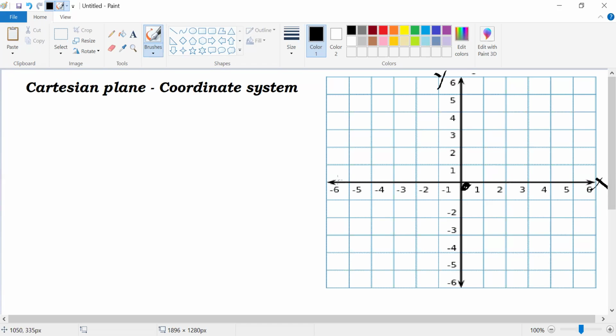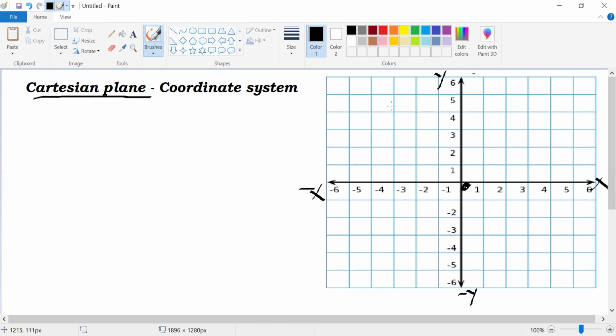Now the left side of the x-axis, we can mark as negative x, and the part below the y-axis, we can mark as negative y. Now the x-axis and y-axis divide this entire plane, and we call it the Cartesian plane. This name has come because it's named after the mathematician Descartes. That is the Cartesian plane, as you will learn in grade 9.